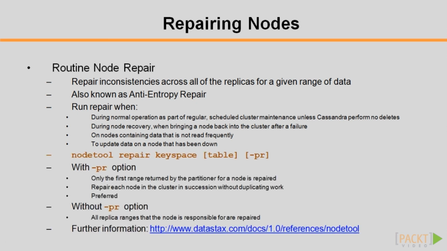We use nodetool repair with the syntax as shown on the screen to repair a keyspace or a table. We may run nodetool repair with the -pr option, such that only the first range returned by the partitioner for a node is repaired, and each node in the cluster is repaired in succession without duplicating work. It's the preferred choice. Without the -pr option, all replica ranges that the node is responsible for are repaired.